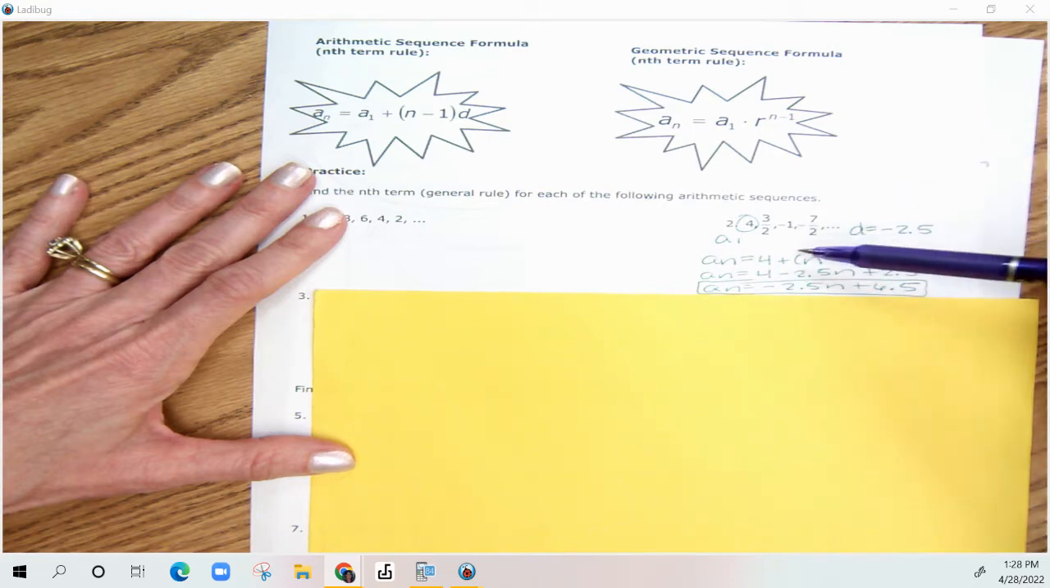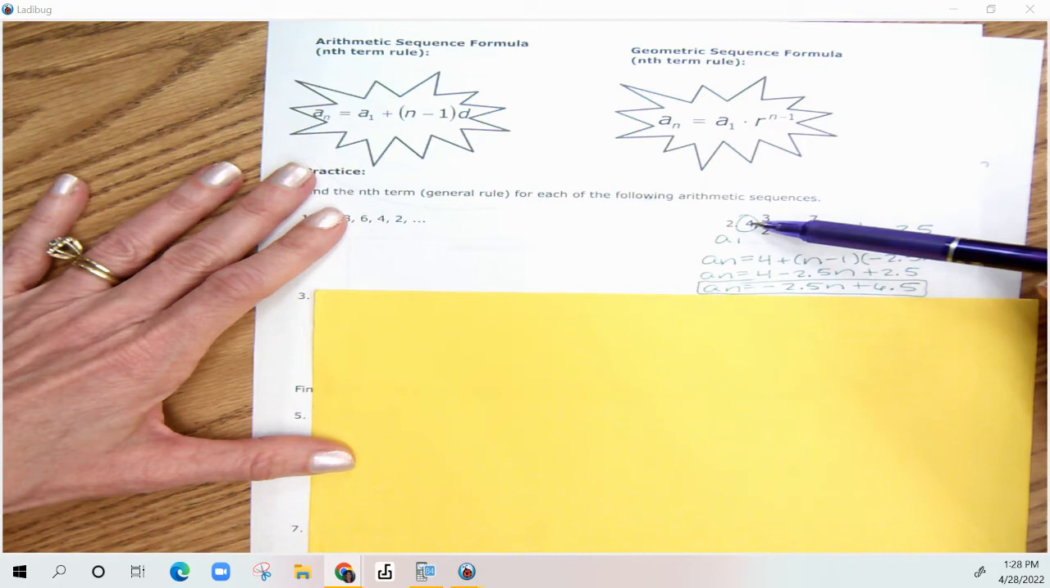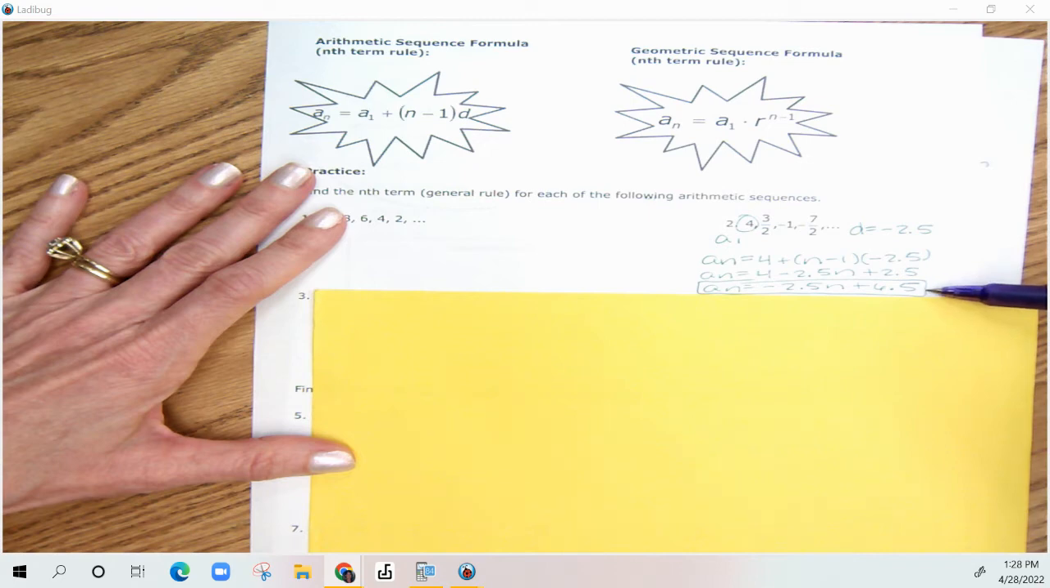And then we're replacing in the formula a sub 1 with 4 and d with negative 2.5. I distributed and then combined my like terms. So this would be the general rule for number 2.